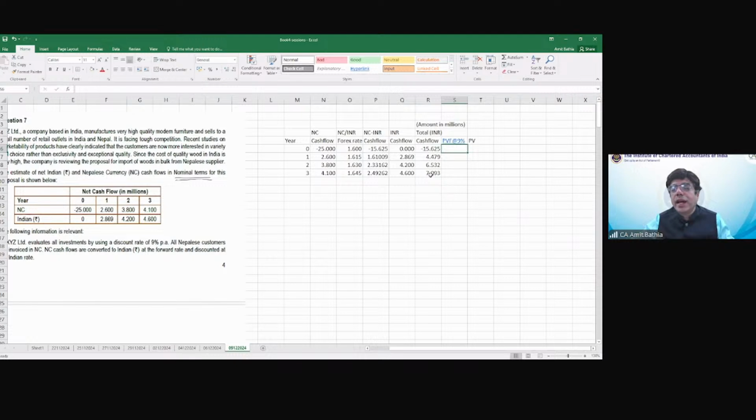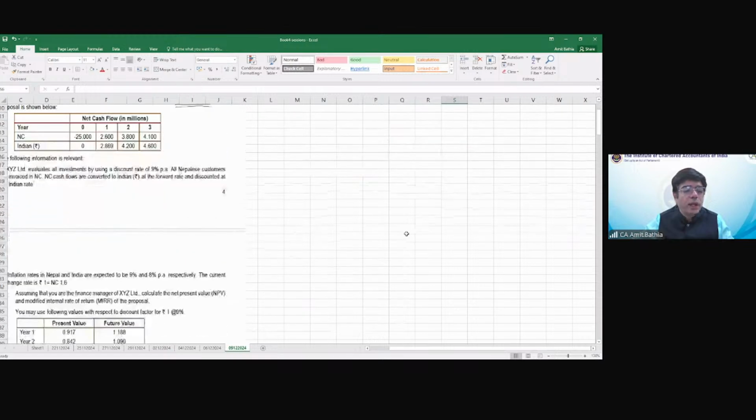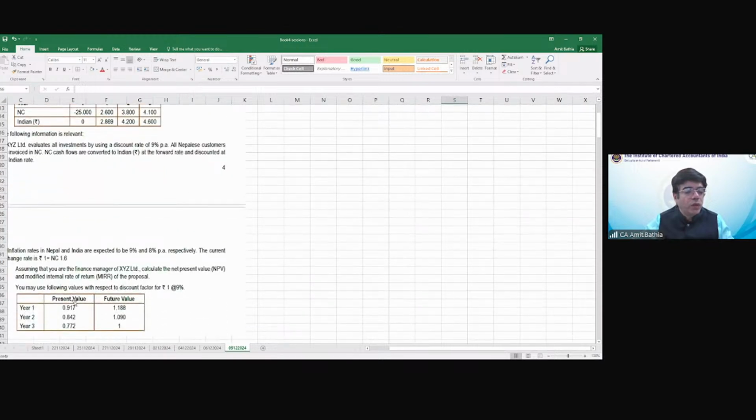We need to discount these cash flows at a 9% discount rate, right? Which was already mentioned in information 1. So I'm going to take these PVF factors from here. Now, should I take the PVF factors of the first column or the second column? The future value or the present value, the discounting factors? Present value. It will be this, right?